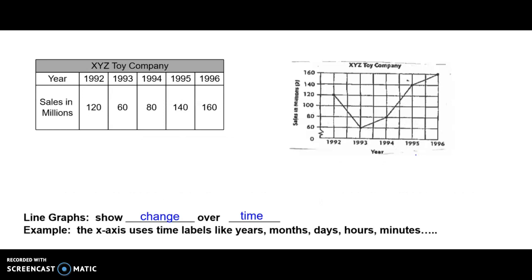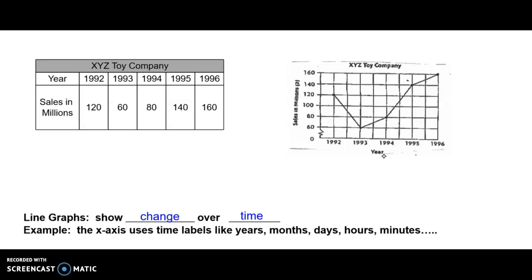Okay, our next graph is a line graph, and a line graph's whole purpose is to show change over time. So because it's change over time, the x-axis or the bottom is always going to be in some type of time. So in this case, it's years. It could be months, it could be days, it could be hours, minutes, seconds, I guess you could go decades, things like that, but it has to be some type of time.